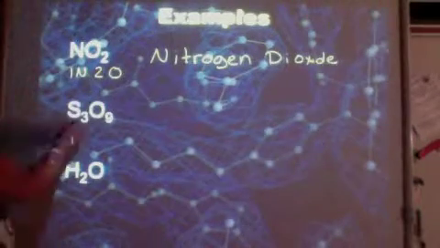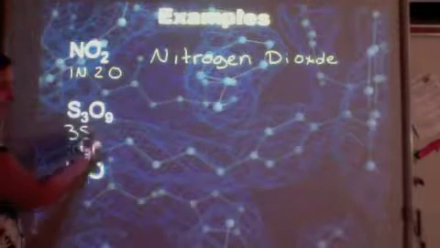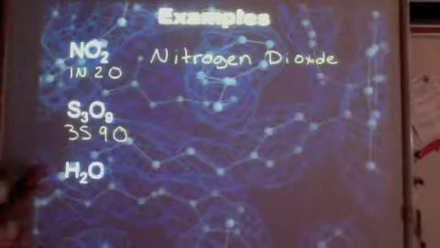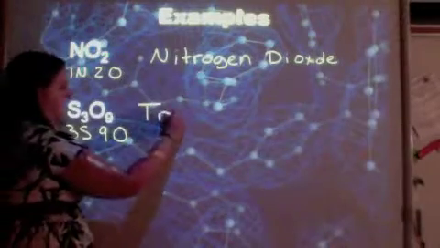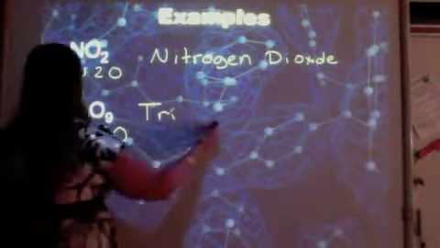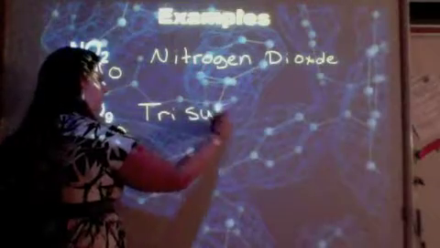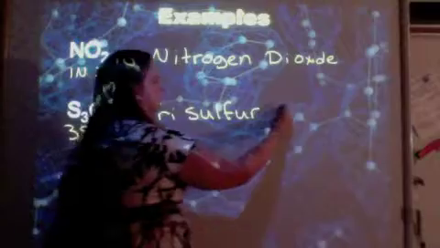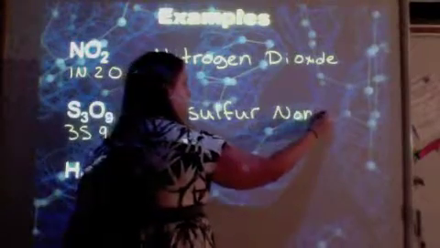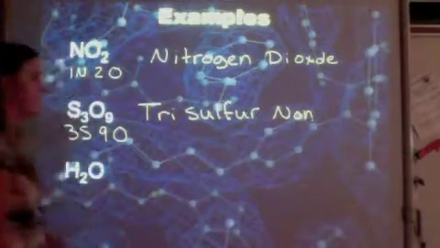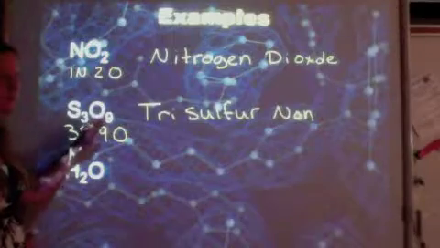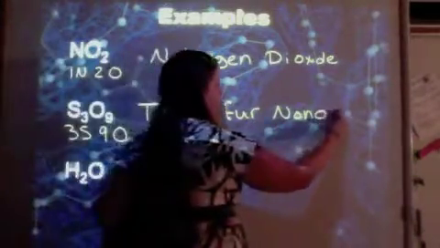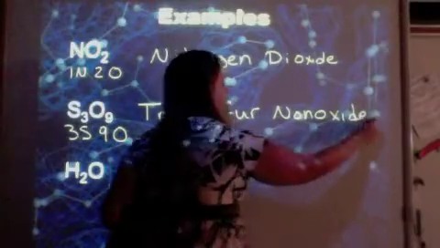S3O9. So 3 sulfurs, 9 oxygens. Prefix for 3 is tri. S means sulfur. 9 is nona, but with the A in nona, since you have oxygen coming after it, you drop the A. So it would just be non and then oxide.